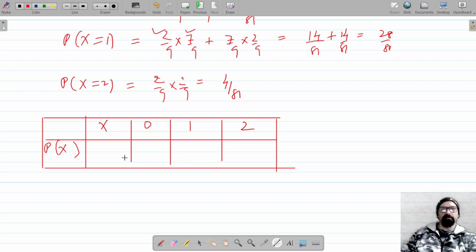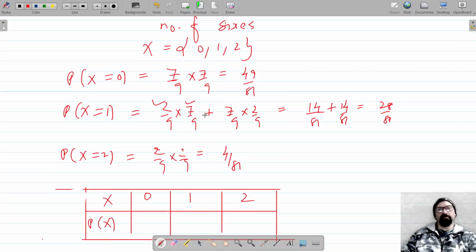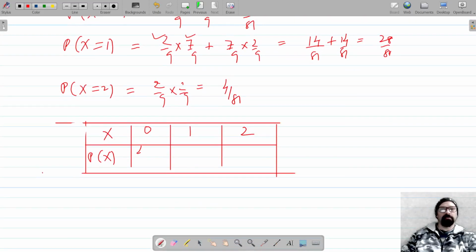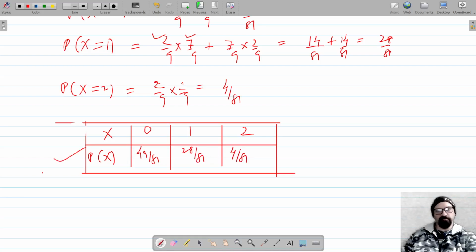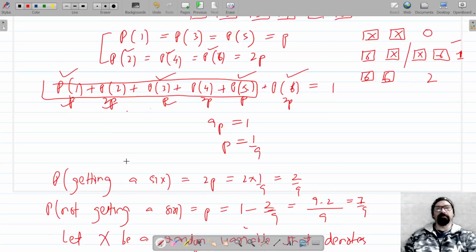Okay, let's write down the values. Probability of x and probability of x. So when we get no sixes, this is 49 by 81. This is 21 by 81 and 4 by 81. This is the probability distribution table for the number of sixes: 49 by 81, 28 by 81, and 4 by 81. This is the required probability distribution of the number of sixes.